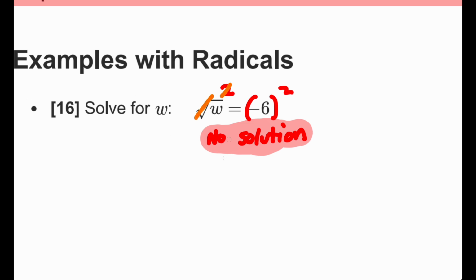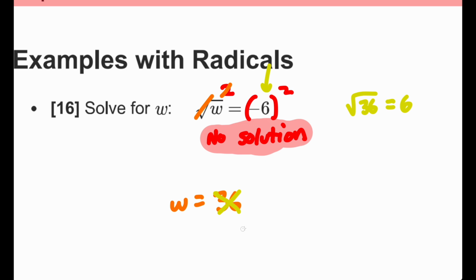Okay, when you square a square root, it cancels, and you have W is equal to -6 squared, which is 36. So you might go, oh, sweet, 36 is the answer. But let's actually try it out. If you plug it into the original, the square root of 36 is equal to 6. Well, we need it to be -6. So this does not actually work as the answer.